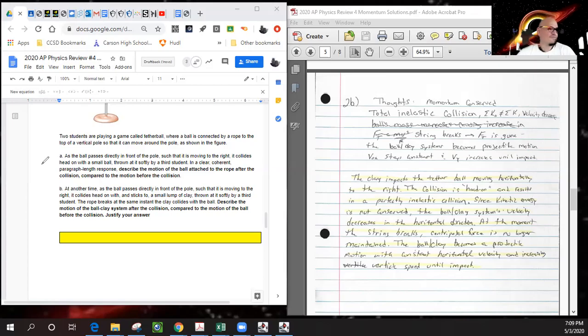Okay, thrown at it softly by a third student. The rope breaks at the same instant the clay collides with the ball. Describe the motion of the clay system after the collision compared to the motion of the ball before the collision. All right, so a couple of things here to think about.